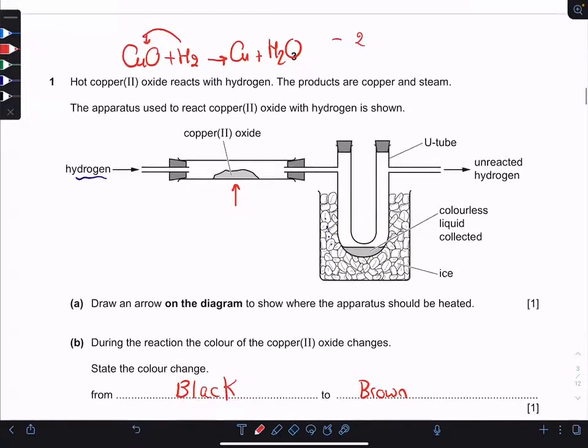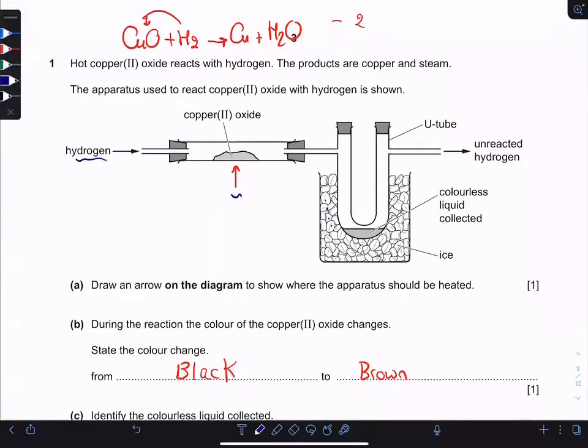Then he asked the first question, draw an arrow to show where the apparatus should be heated. Of course, the copper oxide should be heated. You always heat the solid, not the gas. Then he wants the color change. Copper oxide is black and it will change to copper, which is reddish brown, or even orange is accepted. From black to brown.